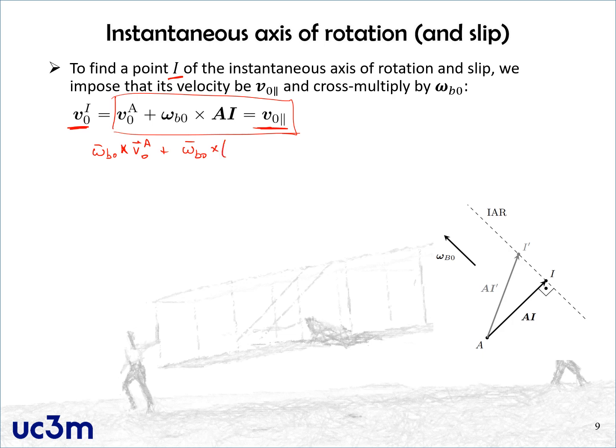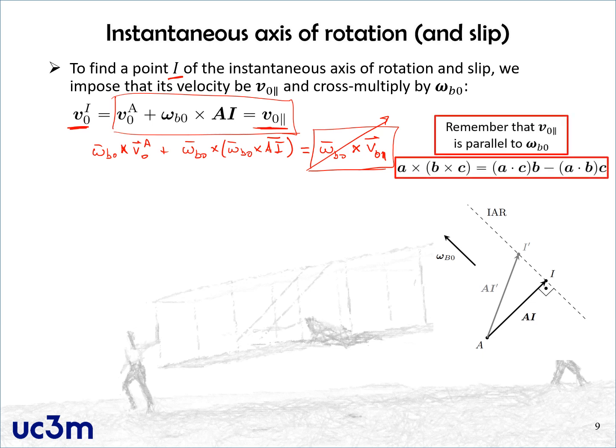All right, so here we get a double cross product. And on the right hand side, we get omega b0 cross v parallel. Now clearly this term is equal to 0 because the parallel velocity goes in the direction of omega. So this cross product is equal to 0.